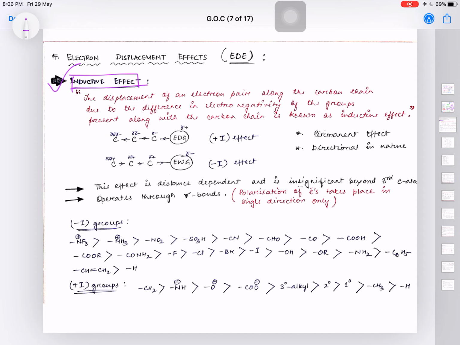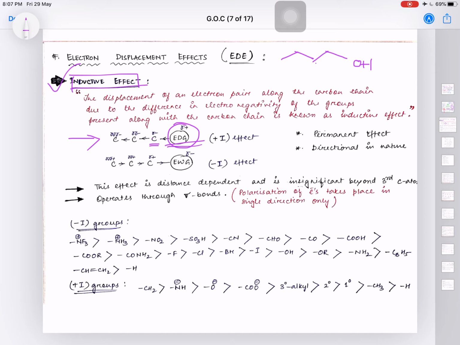So what does inductive effect mean? If you have a hydrocarbon chain, and an electron donating group is attached to a carbon atom in the chain, say OH, then that electron donating group will give electrons to the carbon, whichever carbon it is attached to.